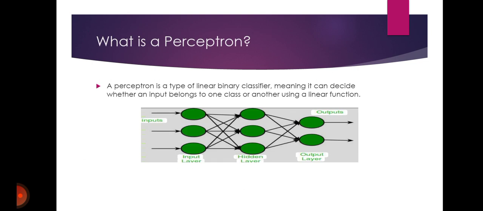What is perceptron? Perceptron is a type of linear binary classifier, meaning it can decide whether an input belongs to one class or another using a linear function.